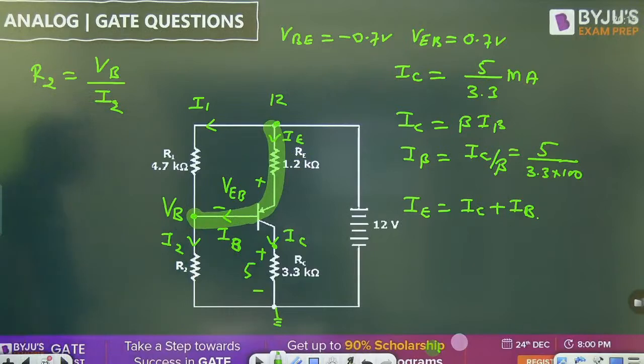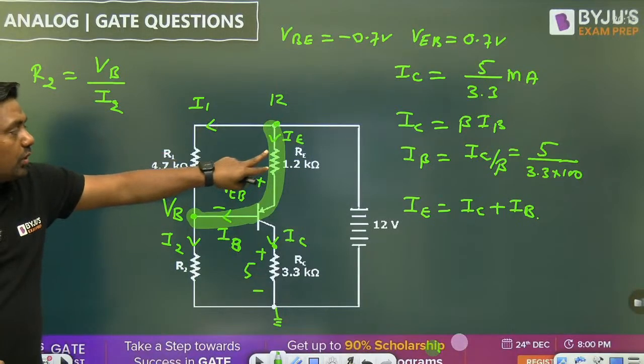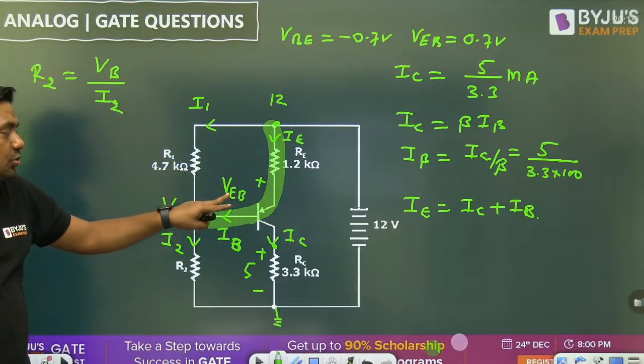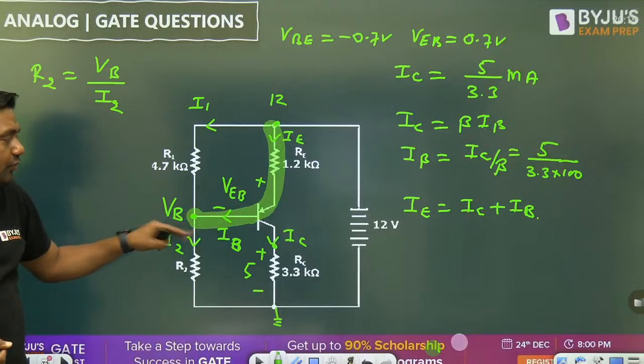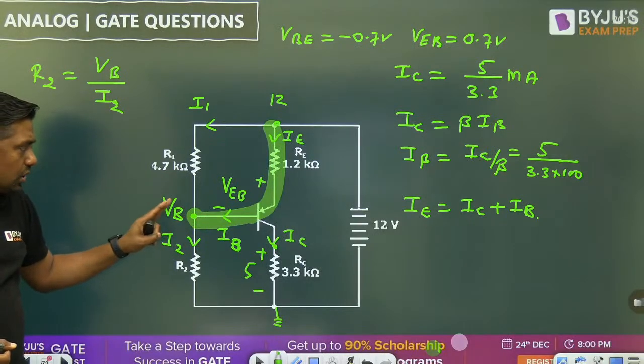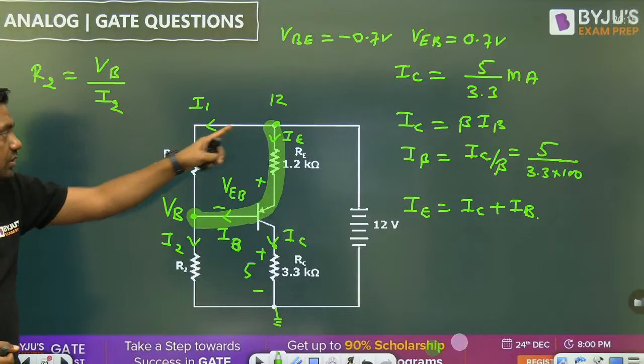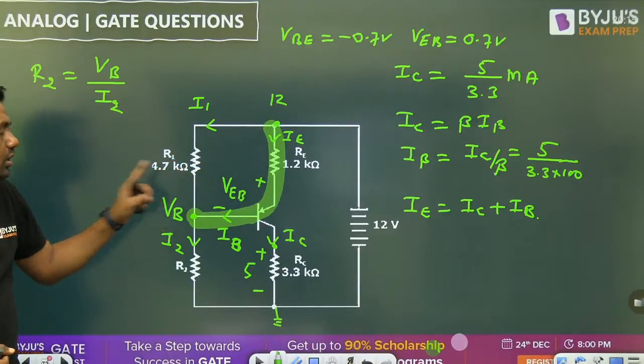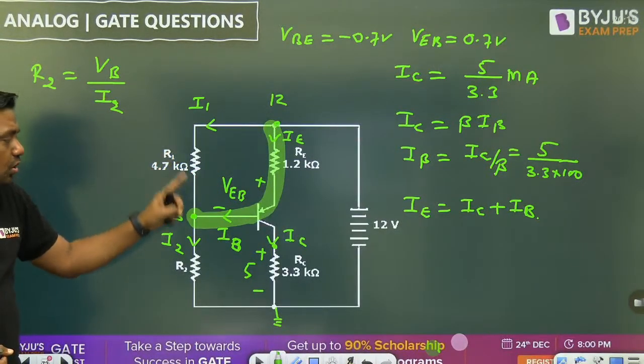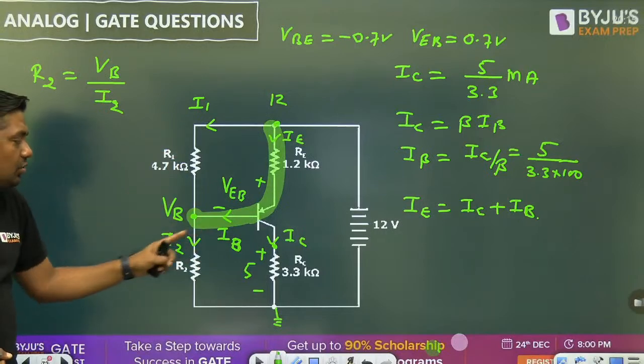Write down the KVL. Voltage at this point is 12 volt. What is the voltage here? What is the VEB? 0.7 volt, and you can find the value of VB here. Once you know the VB, you can find the value of I1: 12 minus VB upon R1. I1 is known, IB is known, I1 plus IB, you will get the I2.